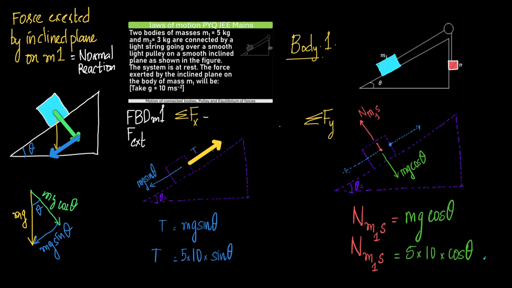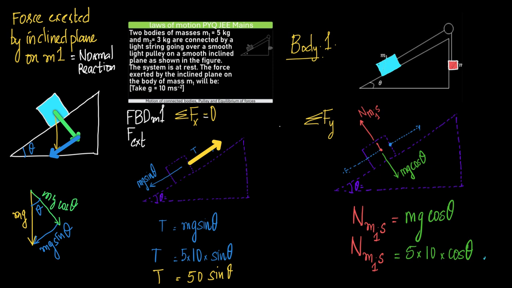And since the object is in equilibrium, we can say that sigma Fx is equal to 0, and therefore T is equal to mg sin theta. T is equal to mg sin theta. And what is theta here? Do we have the value? We don't have an angle. So we can write T is equal to 5 into 10, 50 sin theta, right?